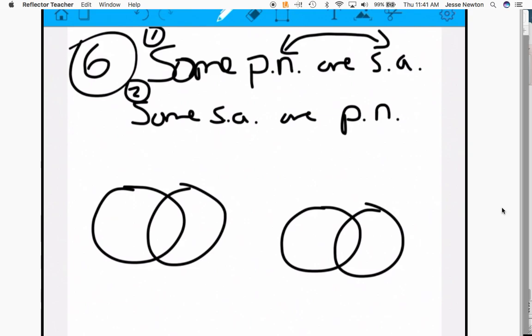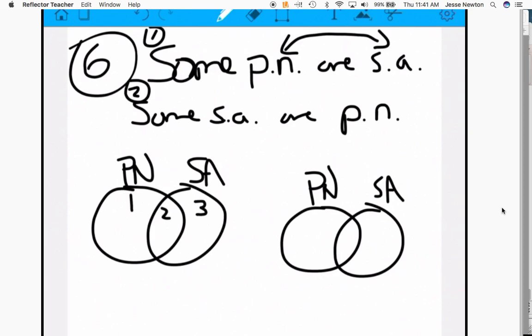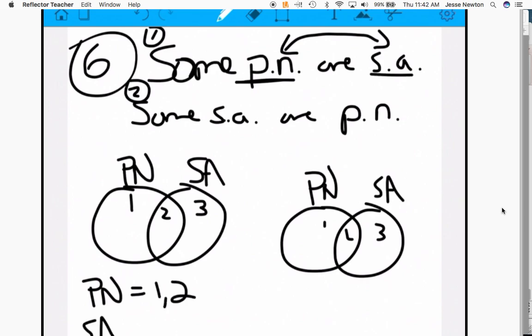So I'm going to use PN for poor neighborhoods, safe area. Again, PN, safe area. And we have our regions 2, 3, 1, 2, 3. And we start right here. The subject term comes first, is 1 and 2. The predicate term, safe area, is 2 and 3.